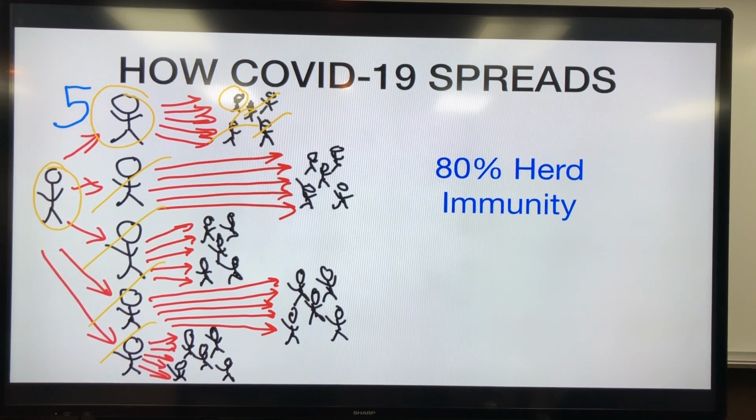So how do you get that immunity? You either get it from being sick and immune, or you get it from the vaccine to be immune. So that 80% herd immunity you've been hearing about is based upon the math of this. Okay?